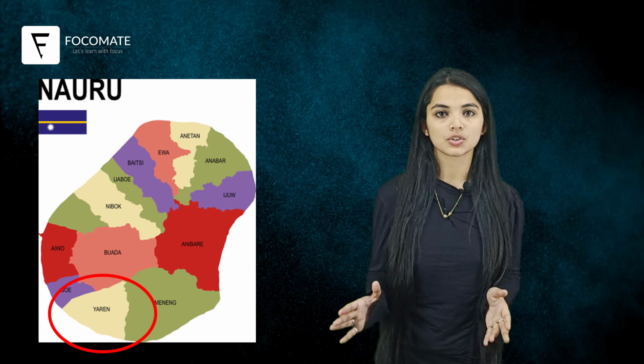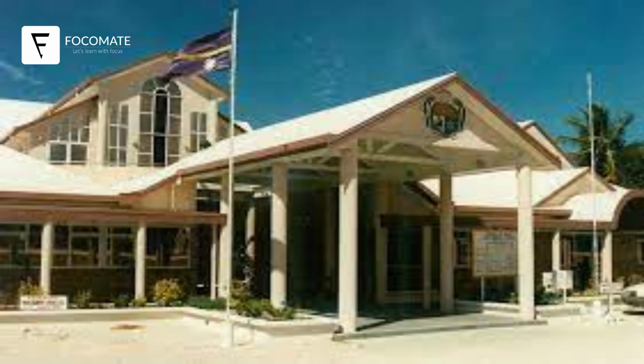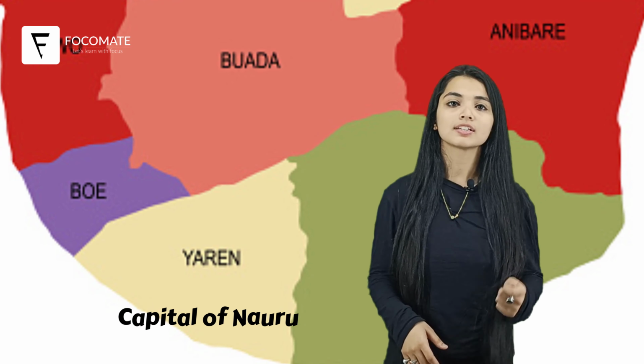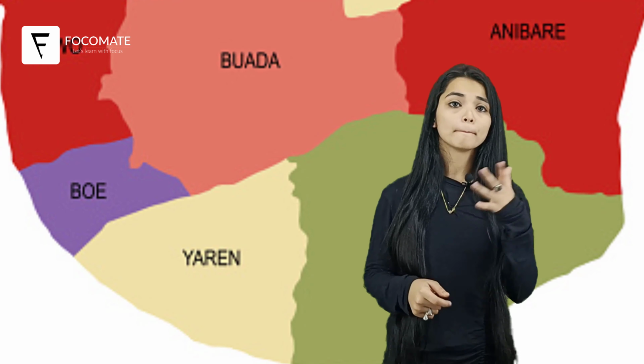Yaren is one district in Nauru which has all the government officials' buildings and parliament houses there. According to some sources, Yaren is said to be the capital of Nauru, but officially Nauru has no capital.